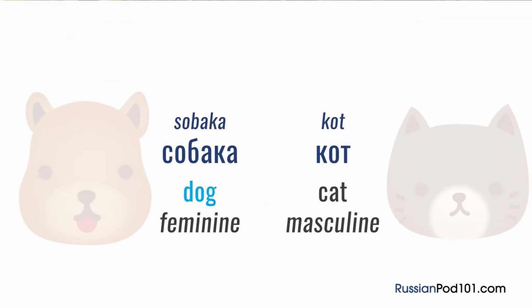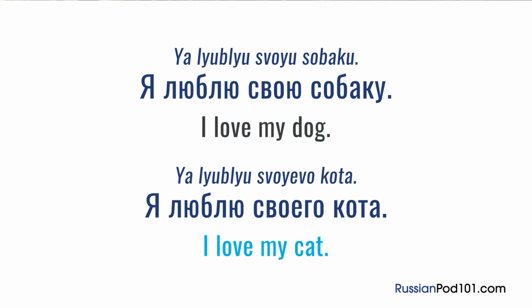For example, the word dog is feminine, собака, and the word cat is masculine, кот. If you want to say, I love my dog and I love my cat, you'll have to use different endings for the nouns. Я люблю свою собаку, but я люблю своего кота, respectively.